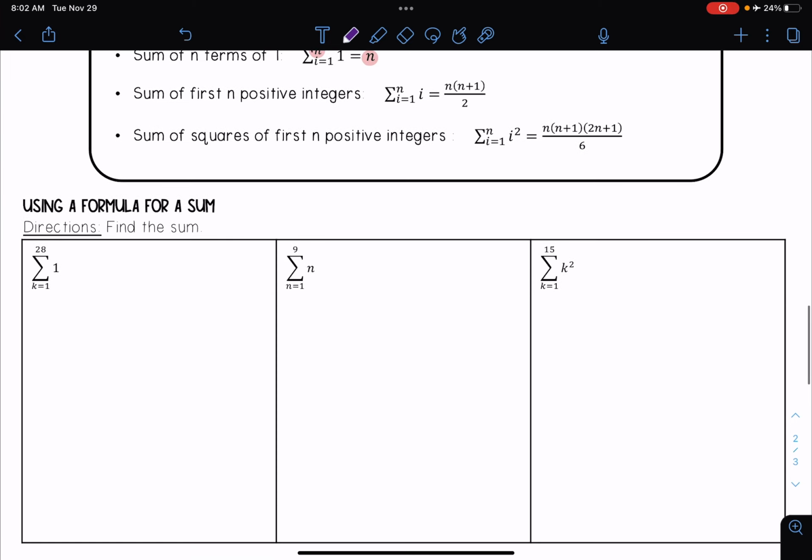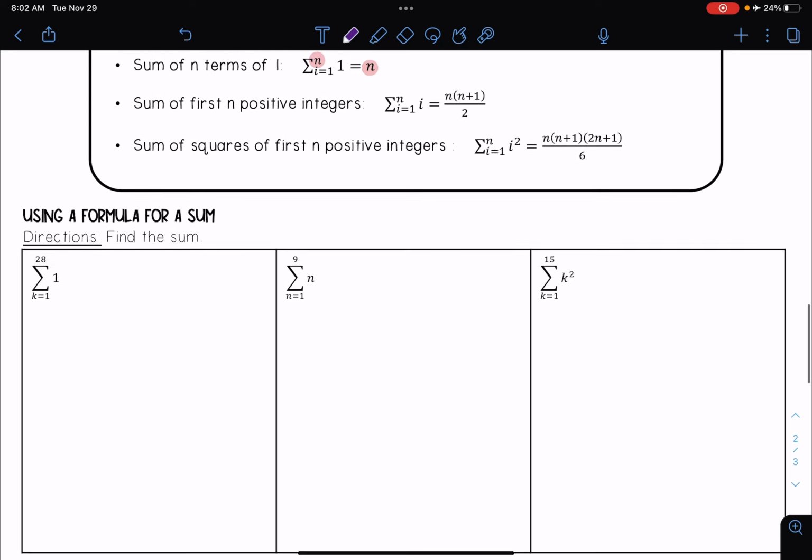This first one, I have the sum of k equals 1 to 28 of 1. So I have the sum of n terms of 1, and I know that this is just going to equal n. Well, my n here is 28, so that means that this is equal to 28.